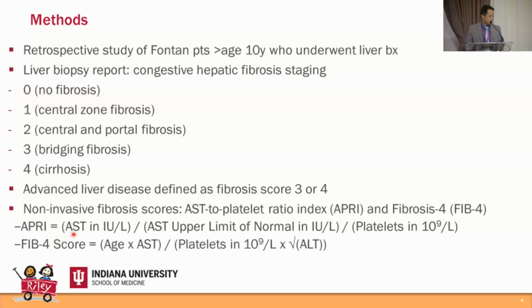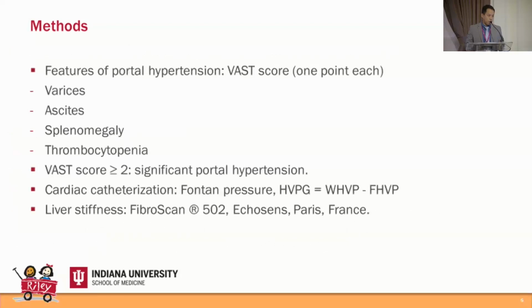For APRI calculation, we use AST and platelet. For FIB4, we use AST, age, platelet, and ALT. We also measure the features of portal hypertension: varices, ascites, splenomegaly, and thrombocytopenia, which we call the VAS score. A VAS score of 2 or more means significant portal hypertension. We also measure cardiac cath parameters like Fontan pressure and the hepatic venous pressure gradient, which is the difference between wedge and free hepatic venous pressure. We also measure liver stiffness from the FibroScan as well.